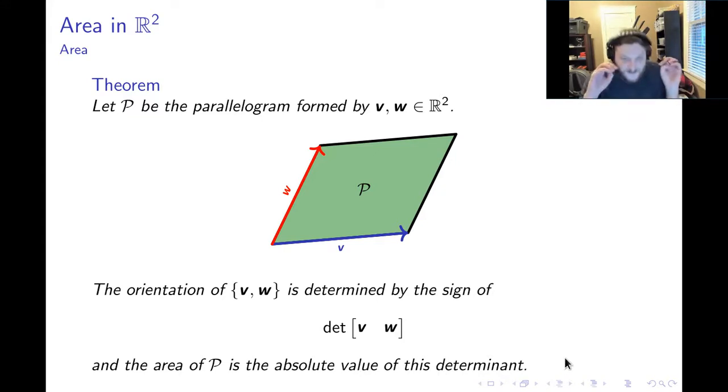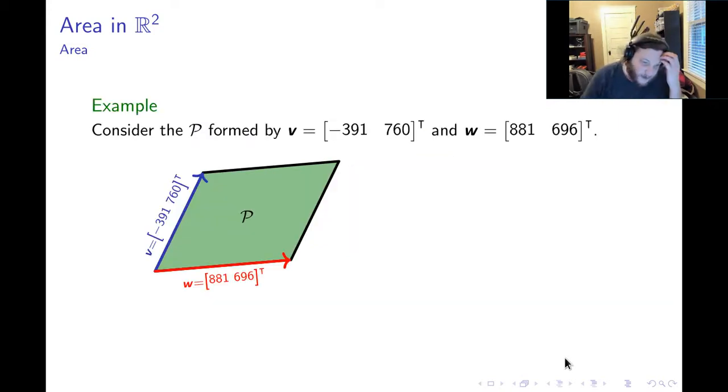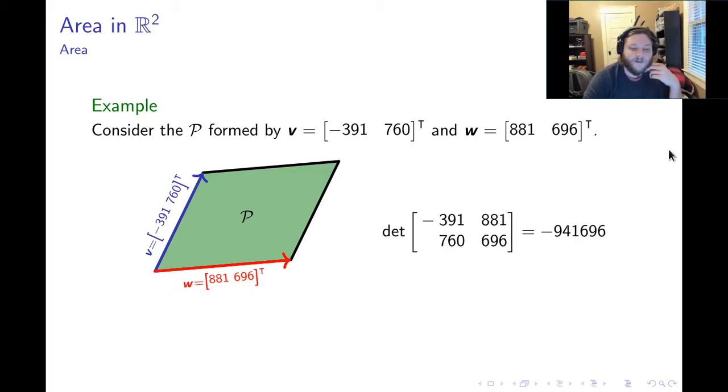So what we're finding here is that in 2 dimensions, the determinant will tell us the orientation of the 2 columns of our 2 by 2 matrix, and the absolute value of the determinant tells us the area of the parallelogram formed by those 2 vectors. So let's see an example here. Let's say we're studying the vectors v equals (-391, 760) and w equals (881, 696). I can put those 2 vectors into the columns of a matrix and take the determinant, and when I do that here, I get negative 941,696. So I get a large negative number here.